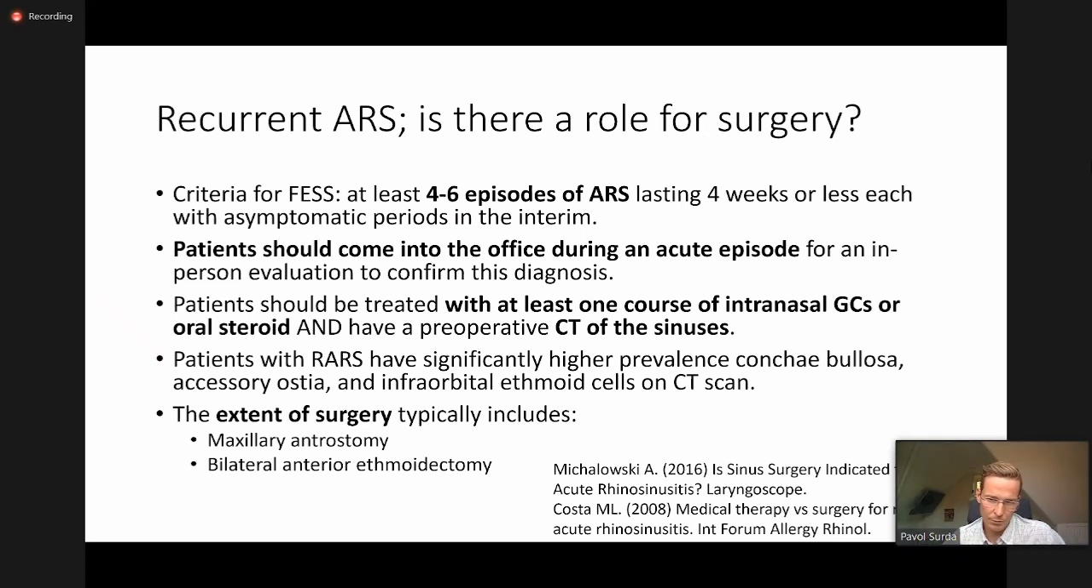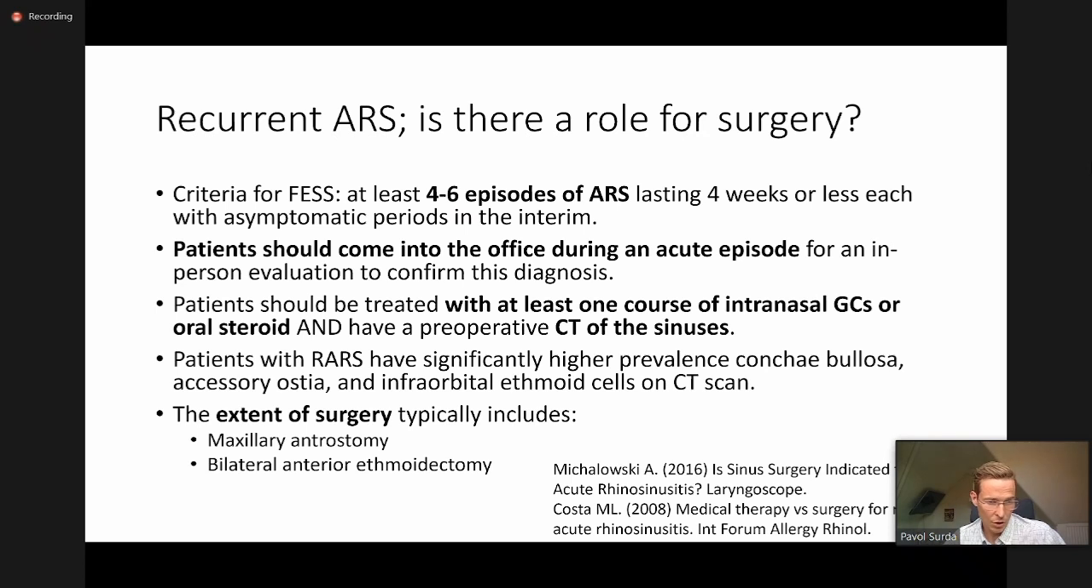We've learned from a couple of papers that patients who have recurrent acute rhinosinusitis are more likely to have a higher prevalence of anatomical abnormalities or variations like concha bullosa, accessory ostia, or infraorbital ethmoid cells. So that's what we will be looking at on the CT scan.